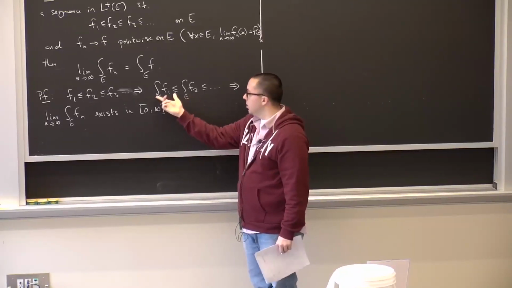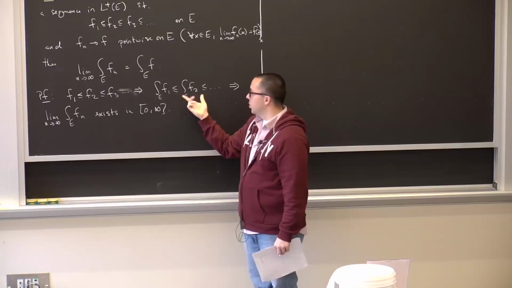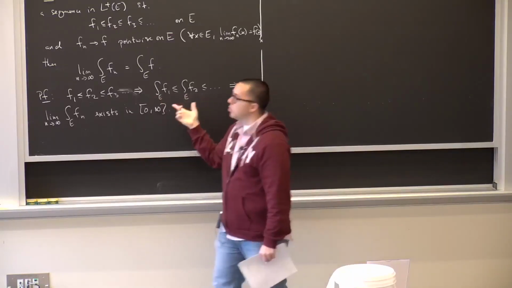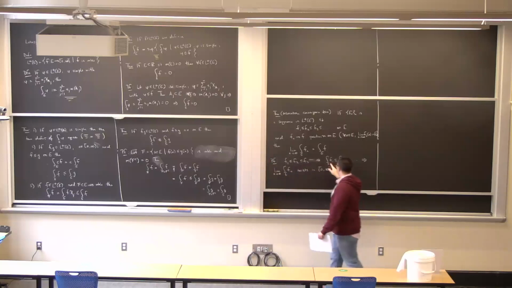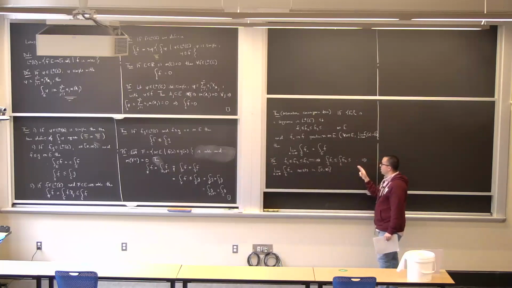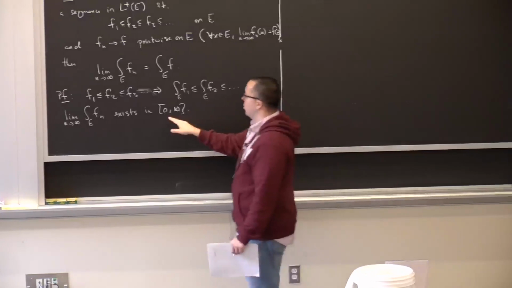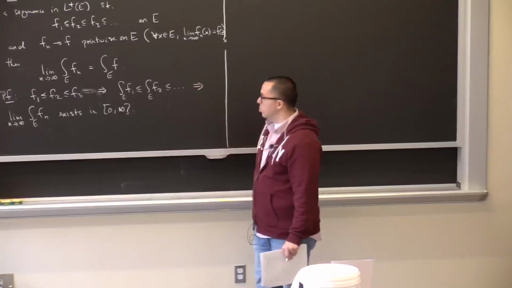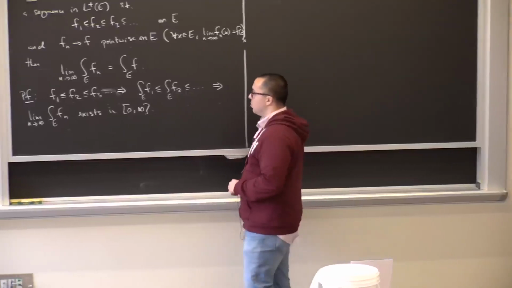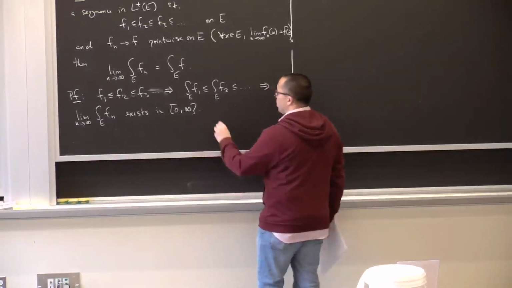The integral over E of f1, that's a real number. This is a real number. All of these are non-negative numbers because this is a sup over non-negative numbers. So I have an increasing sequence of non-negative numbers. So that either has a limit, a finite limit, or it must go to infinity. Okay, that's not difficult to prove, knowing what you know from basic analysis.